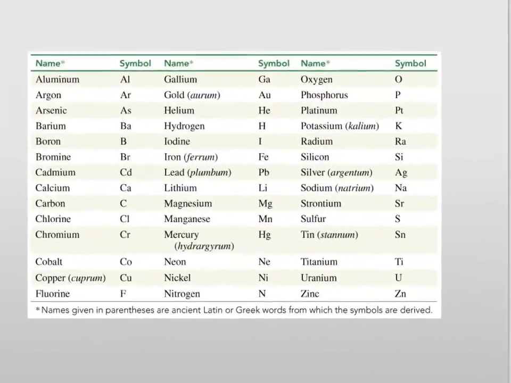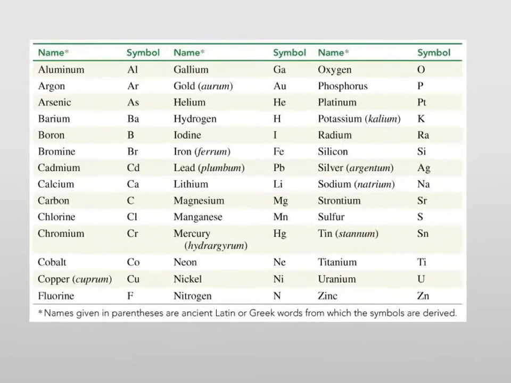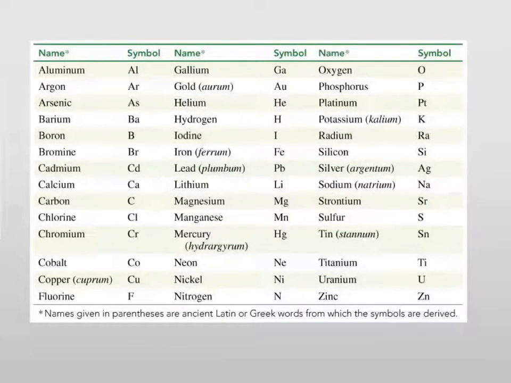Now if we look at some of these other elements over here, let me pick some out. Copper has the symbol Cu, even though in English there's no U in the word copper. It does come from the Latin word cuprum for copper. Mercury has the symbol Hg, which comes from the Latin word hydrargyrum, that literally means liquid silver, or what you might know as quicksilver.